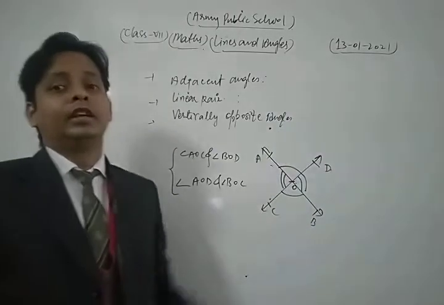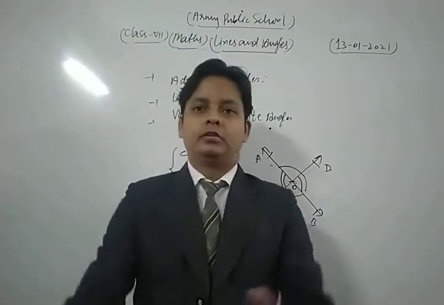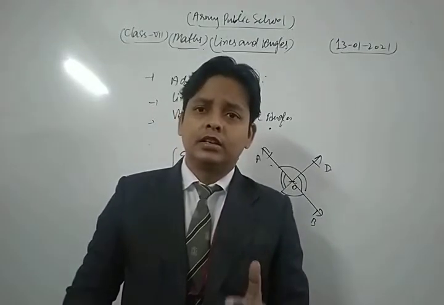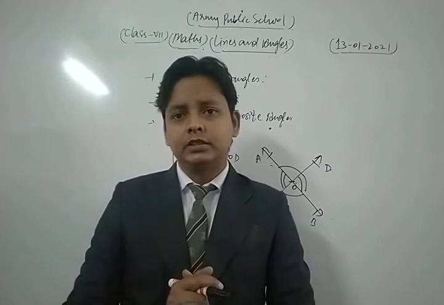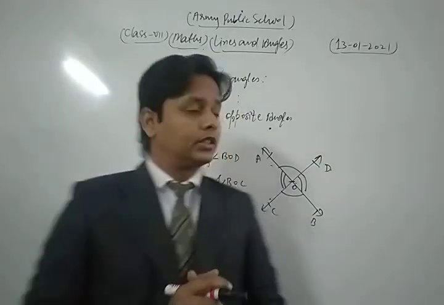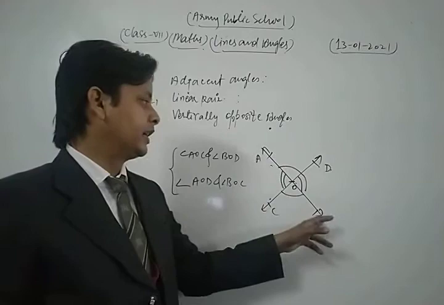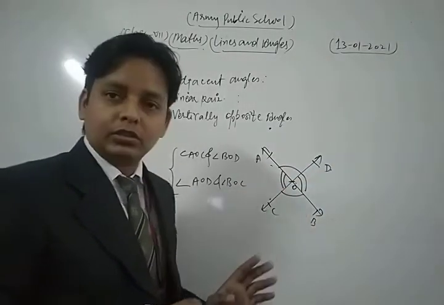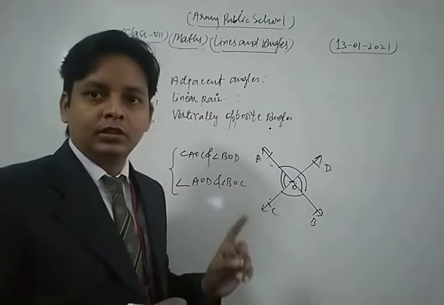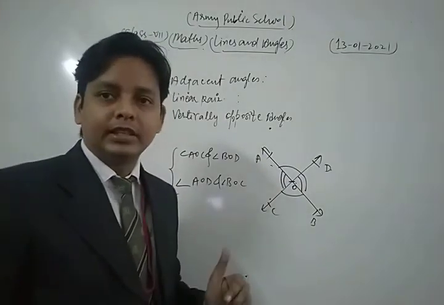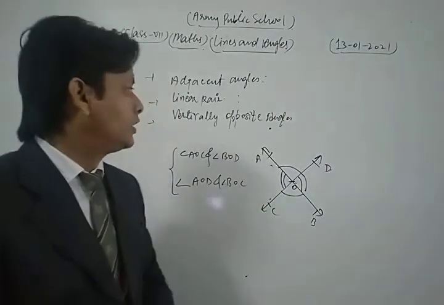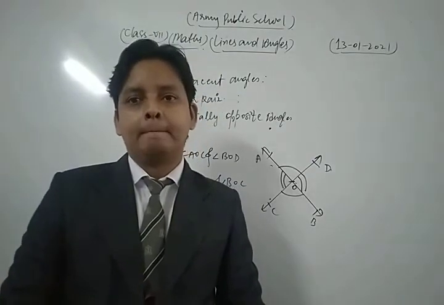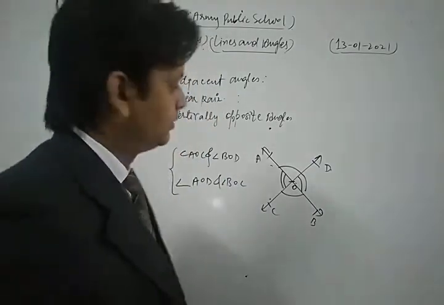One of the most important relationships between them is that vertically opposite angles are equal to each other. This means angle AOC is equal to angle BOD, and angle AOD is equal to angle BOC. So in this way we have cleared the concept of adjacent angles, linear pair as well as vertically opposite angles. Now we are going to discuss the next topic of your chapter, which is complementary and supplementary angles. Let's see.